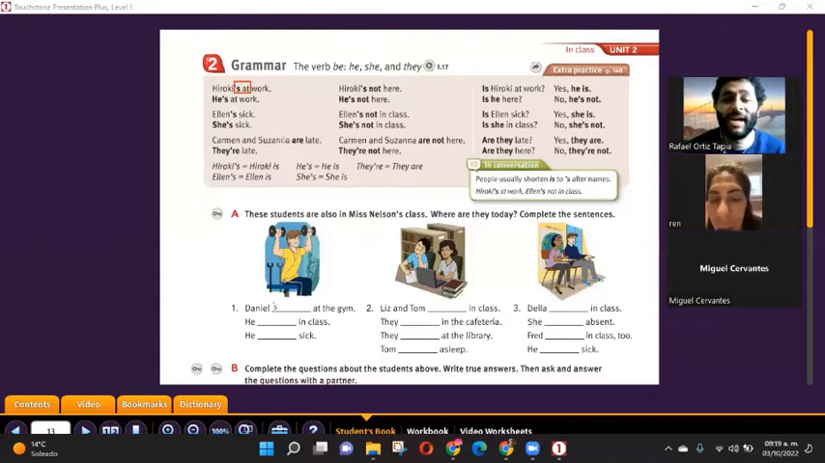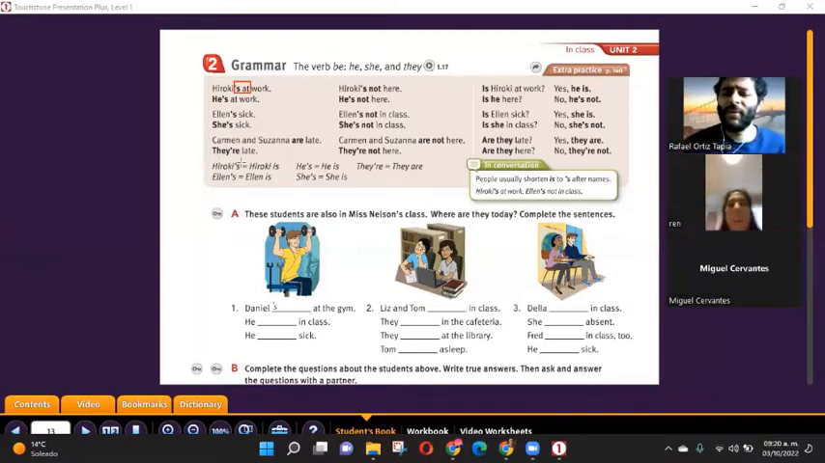Okay. So how would you say she's sick? Not she's sick, but she's sick. So you only use one S, right? Yes, she's sick. Okay. So they're late. In this case, we didn't have any connected speech. You have to say they are late. They are late.